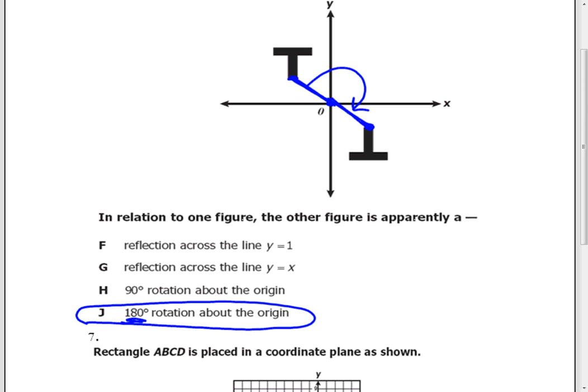180. It's not a reflection, because if I tried to reflect through that line and flip it over into this quadrant, the T would actually look like this. It would flip from here over to here, not down in that area.